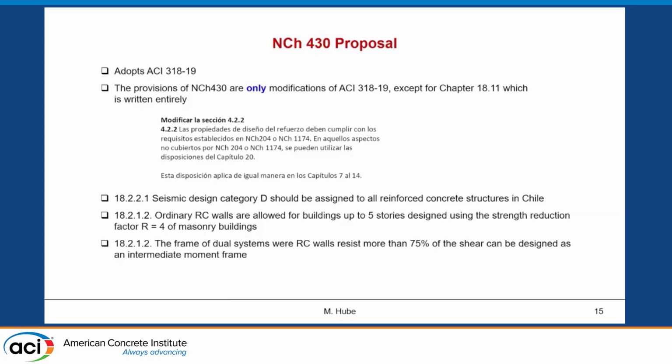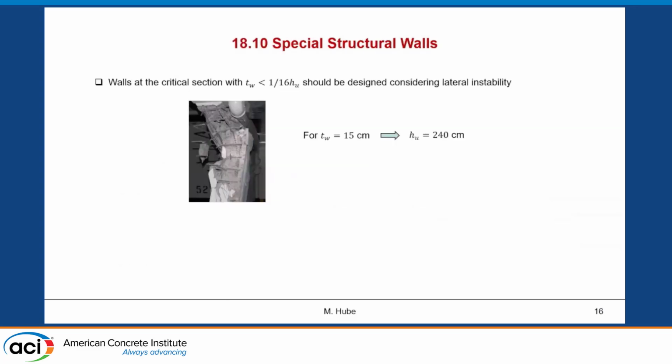For example, seismic design category D should be assigned to all buildings. And then there's another thing: if you have buildings of 5 stories or less, then you can use ordinary reinforced concrete walls. You don't need special reinforced concrete walls, so you don't need to follow Chapter 18. For structural walls, there's a limitation on the thickness.